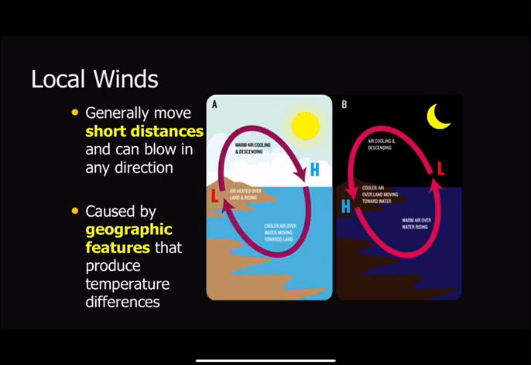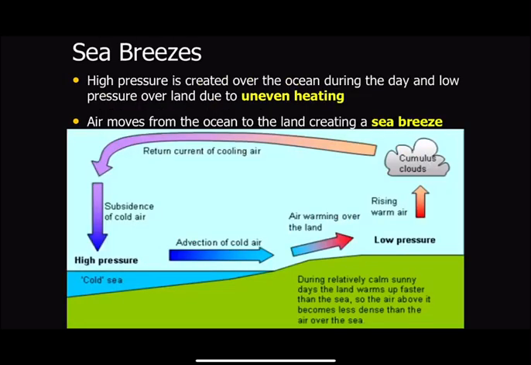Okay, now let's look at picture B. It's nighttime. But now the high air pressure is over land and low air pressure is over the sea. This will determine the differences in the local winds. So let's focus on sea breezes first. Sea breezes are a type of local wind.